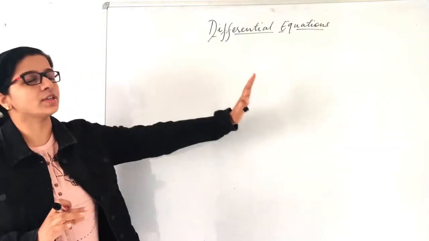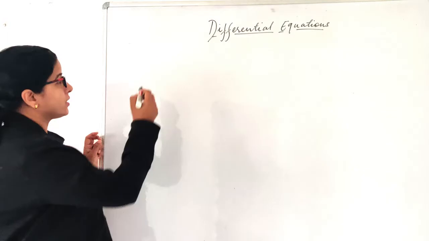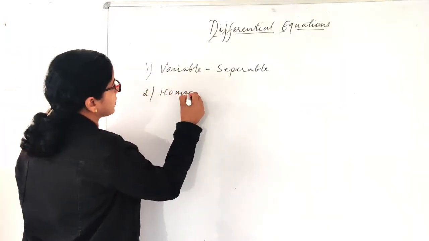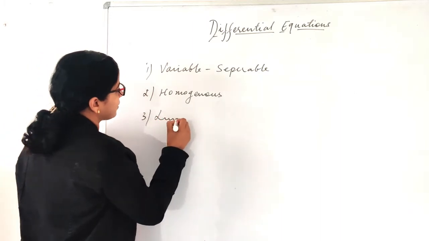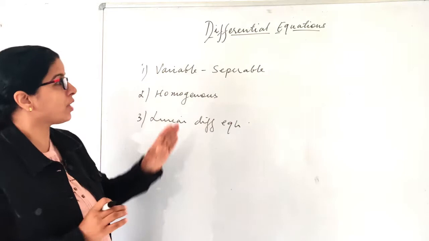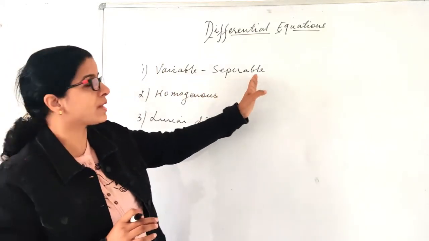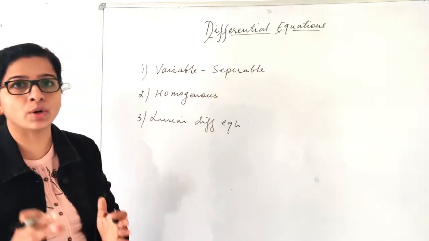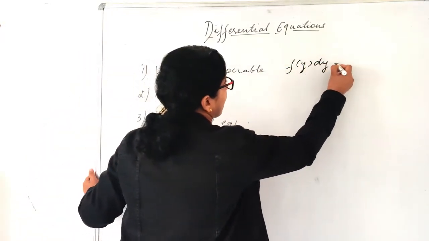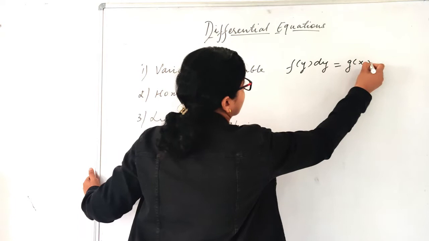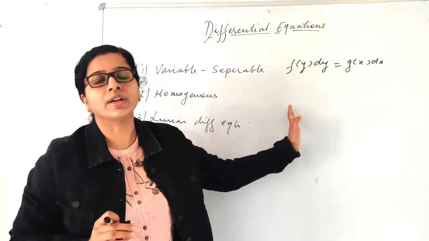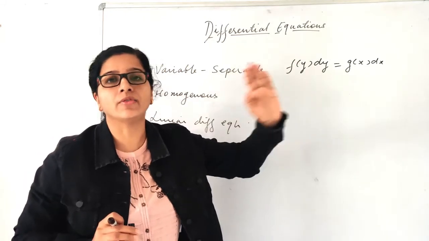So now let us learn how we can solve the differential equation. So guys, there are three ways of solving the differential equation. First is variable separable, second is homogeneous, and third is linear differential equation. Now first of all, let us discuss how to solve variable separable. We can use this variable separable method when the differential equation can be put in the form of f(y) dy equals to g(x) dx, and we can integrate both the sides and we will get the solution of the required differential equation.